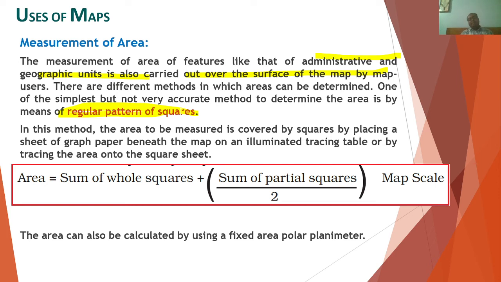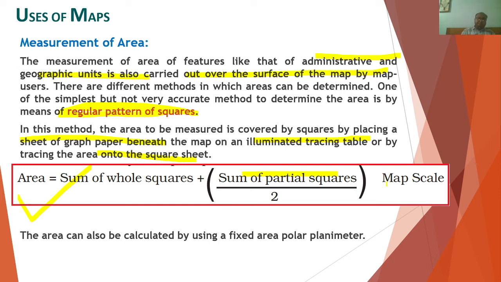In this method, the area to be measured is covered by squares by placing a sheet of graph paper beneath the map on an illuminated tracing table, or by tracing the area onto a square sheet. And the formula that we use is: area equals the sum of whole squares plus the sum of partial squares divided by 2, multiplied by the map scale. So this is a generalized concept of how we can measure any area of a map. This thing we have to do practically. The formula and its practical application are very simple, but whenever we do the practical, you will understand the concept better.